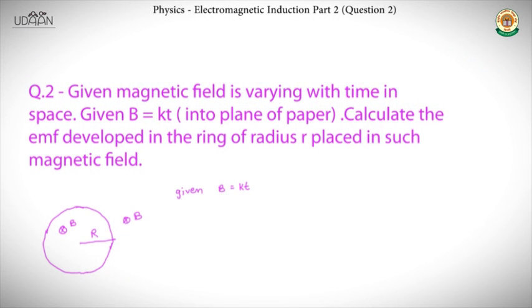Basically, okay, now we come to question number 2. It says that the given magnetic field is varying with time in space, and we are given B is equal to Kt, and the direction of it being into the plane of the paper. We have to calculate the EMF developed in the ring of radius r placed in such a magnetic field.